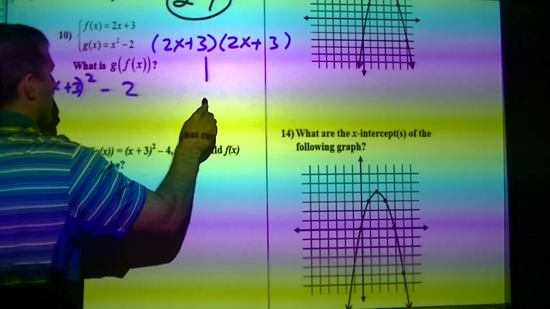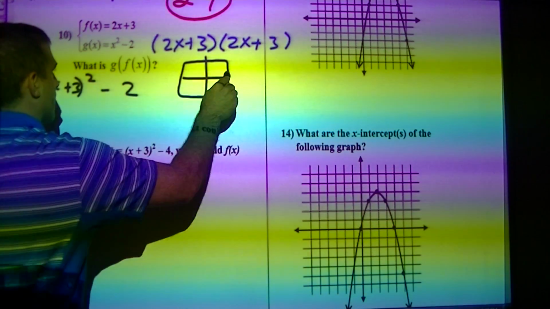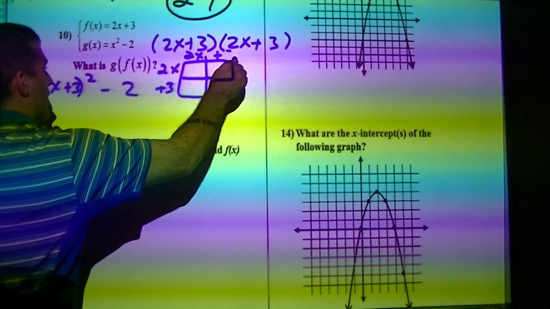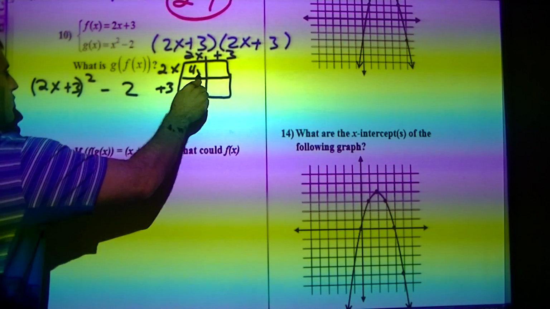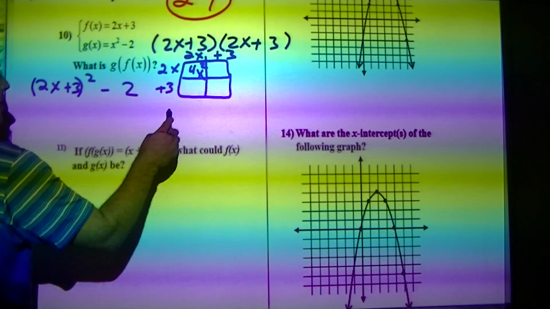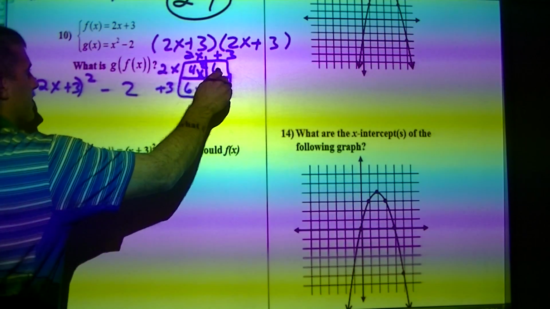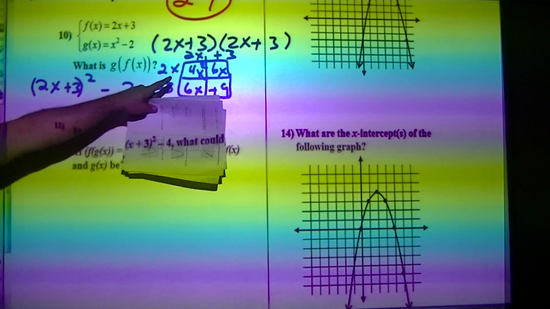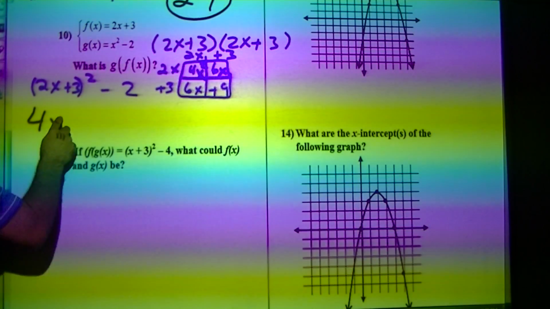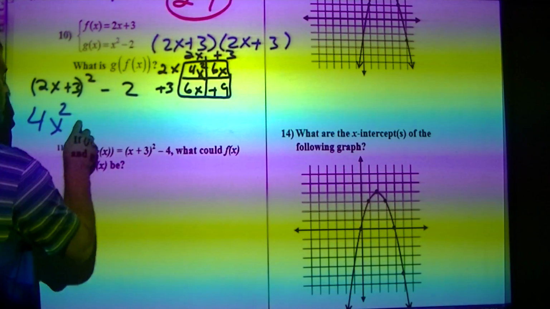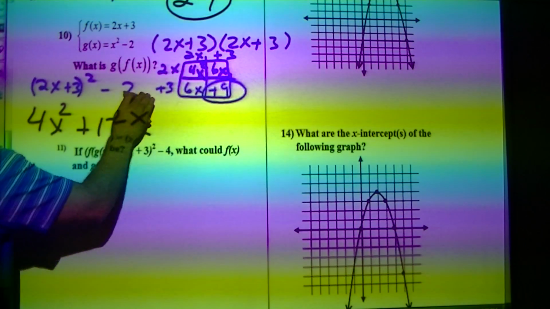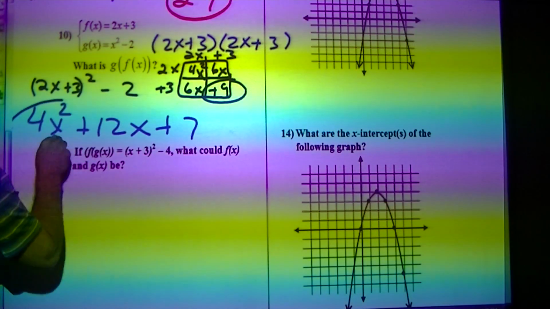So I'm going to go ahead and create my little boxes here. All right, 2x plus 3, 2x plus 3. All right, 2x times 2x is 4x squared. Okay. All right, that's going to be 6x and 6x. All right, 3 times 3 is 9. Okay. So when I combine my like terms, I got 4x squared. Okay. 6 plus 6 is 12. I've got positive 9, and since I have positive 9 and negative 2, that's going to turn into positive 7.